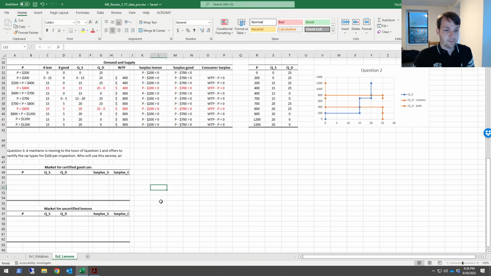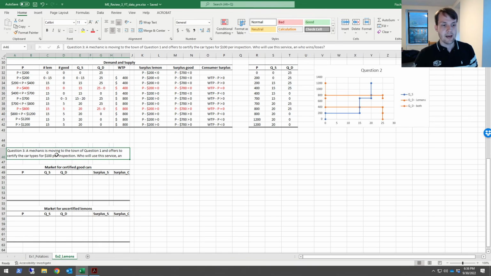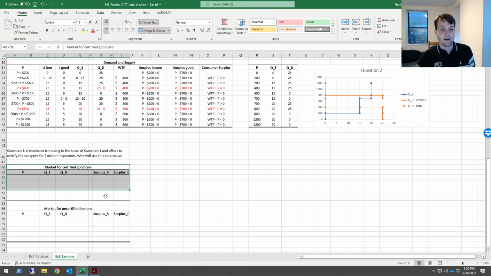All right, and last but not least, we're going to look at a case where a mechanic is moving to town and where he offers to certify cars for $100 per inspection. And I'm going to take a shortcut here. You can show more formally that there's going to be a market for certified good cars and for uncertified lemons.